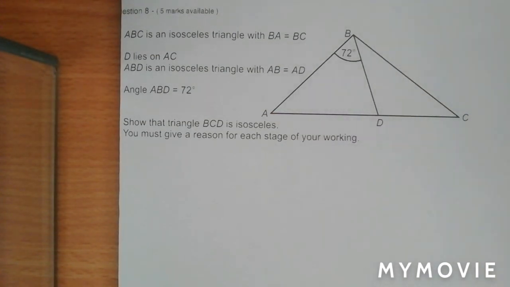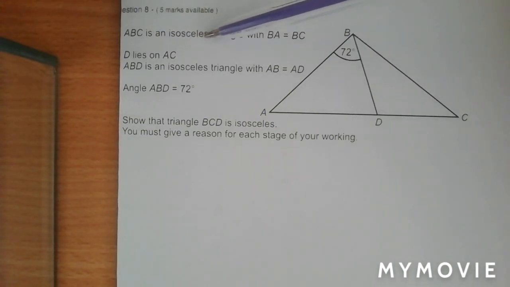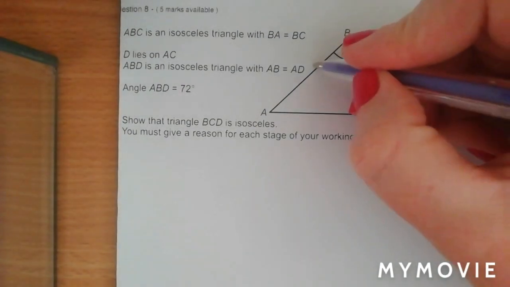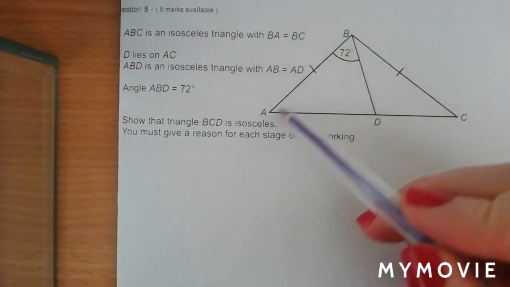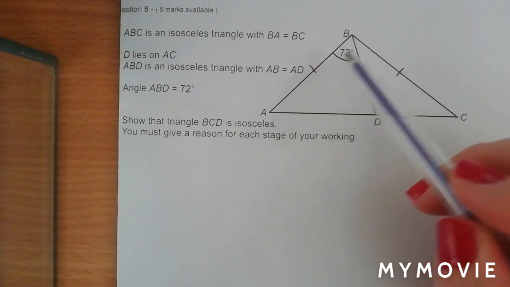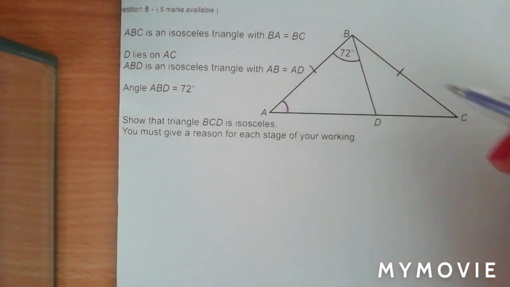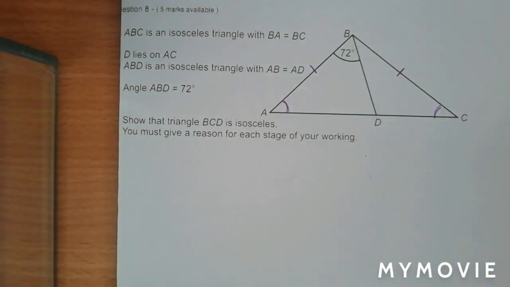Question 8 is the first one that I'm going to start with. Now question 8 is quite a detailed question and there are lots of bits to it, so I'm going to read through it with you and then highlight the important parts and write those onto the diagram. So we've got ABC is an isosceles triangle with BA equal to BC. So if we put the lines on there, that's showing us that this triangle is isosceles, which would then mean that this angle here and this angle here would be exactly the same size. So that's the first bit dealt with.